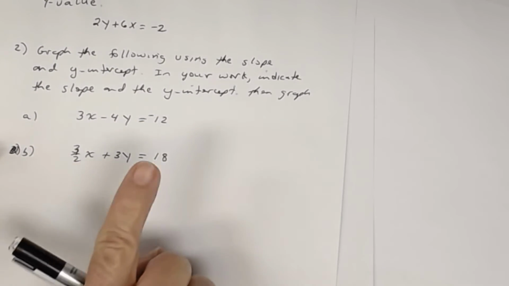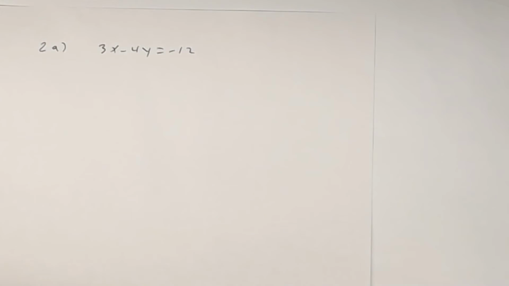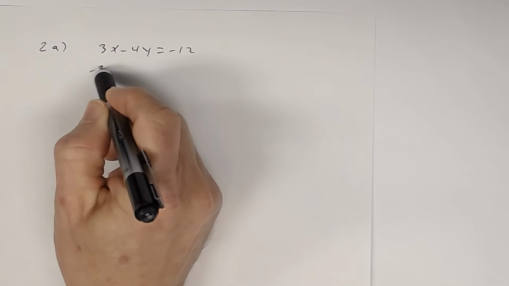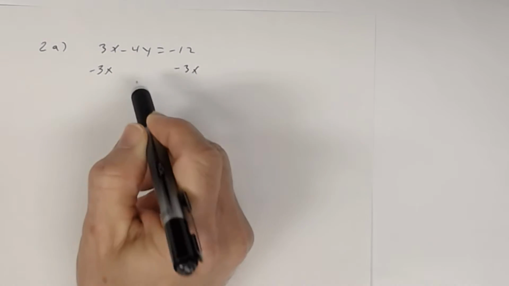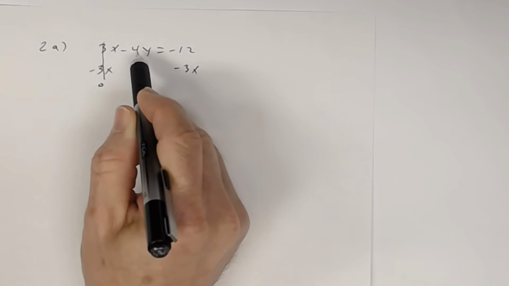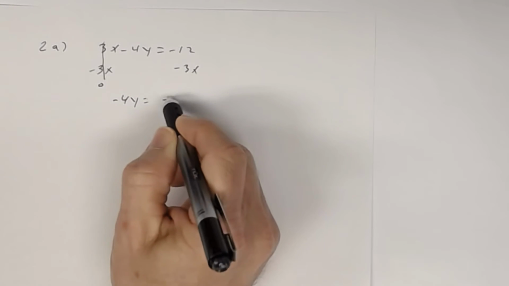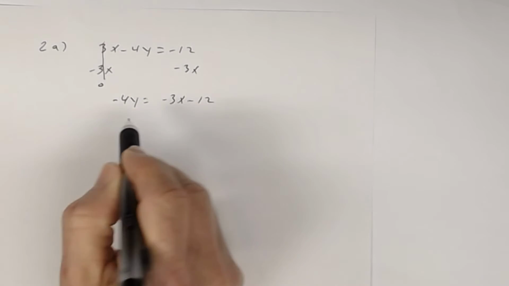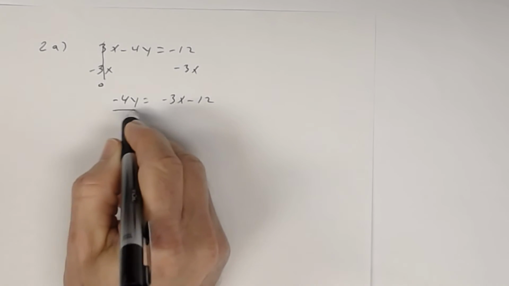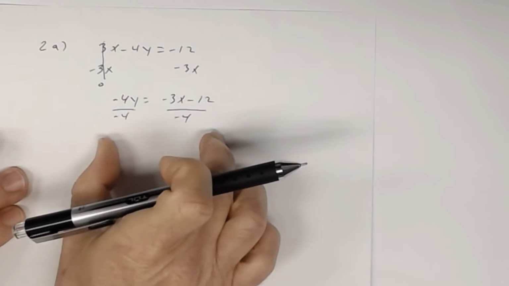So if I'm going to use a slope and y-intercept, I've got to get y by itself. All right, there are a couple ways you can do this. You can go ahead and subtract 3x from both sides, just like this. When I do that and combine like terms, this is 0. So I get negative 4y equals negative 3x minus 12. To get y by itself now, I'm going to divide both sides by negative 4, just like this.